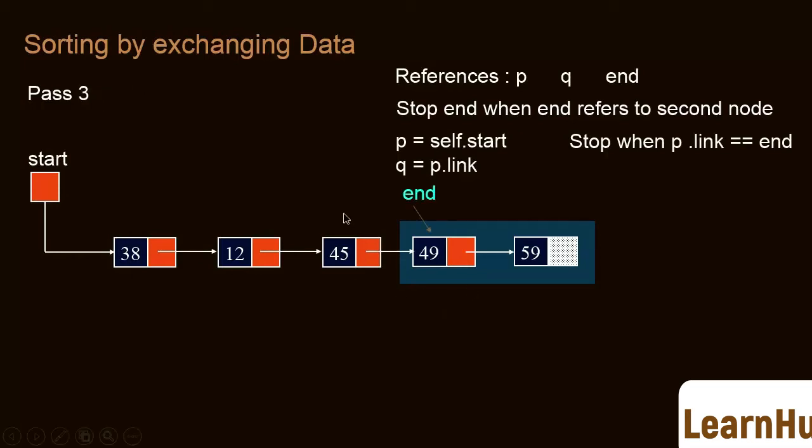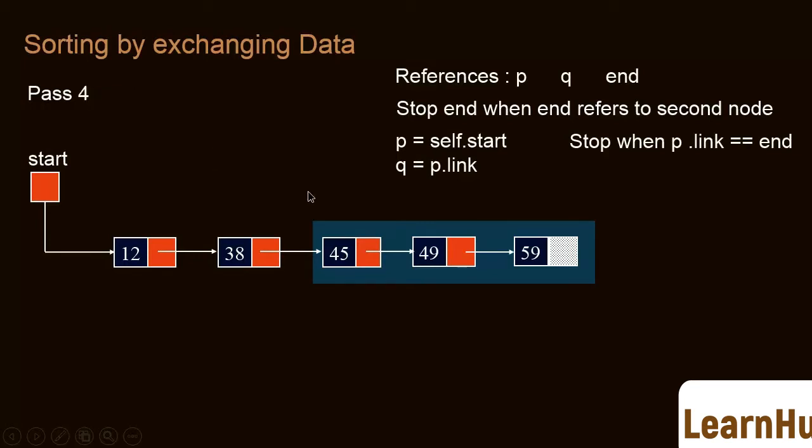Now in pass 3, end will refer to this node where P had stopped in pass 2. We initialize P with start and Q with P-link. We compare info of these two nodes. This one is bigger. So we swap and move P forward and Q forward. Now there is no need of swapping. We move P forward. Now we can see that P-link has become equal to end. So we'll stop. So this is the end of pass 3. And at the end of pass 3, we can see that this much portion has become sorted.